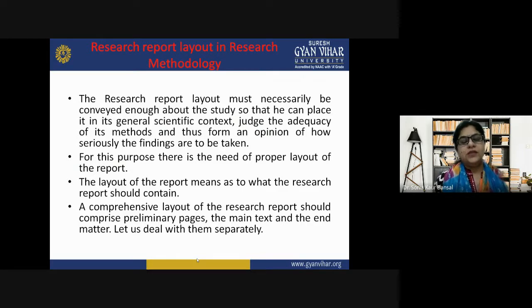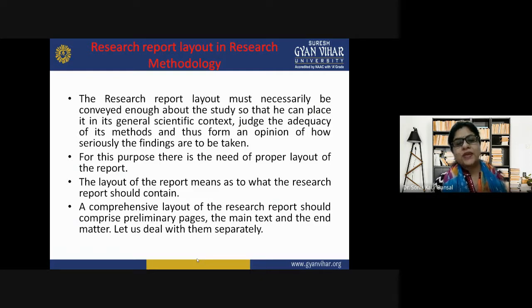The research report layout must convey enough about the study so that the reader can place it in its general scientific context, judge the adequacy of its methods, and thus form an opinion of how seriously the findings are to be taken. For this purpose, there is the need of a proper layout of the report. The layout of the report means what the research report should contain and how it should be.